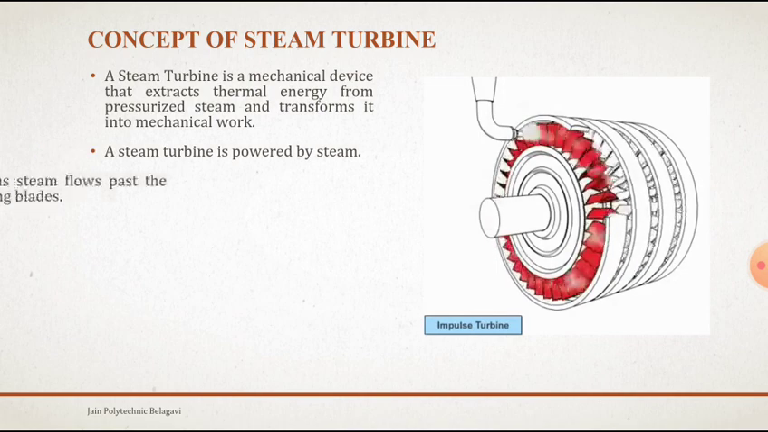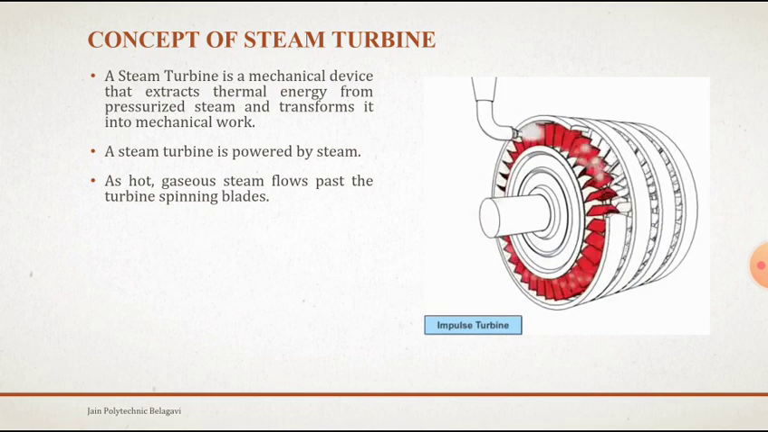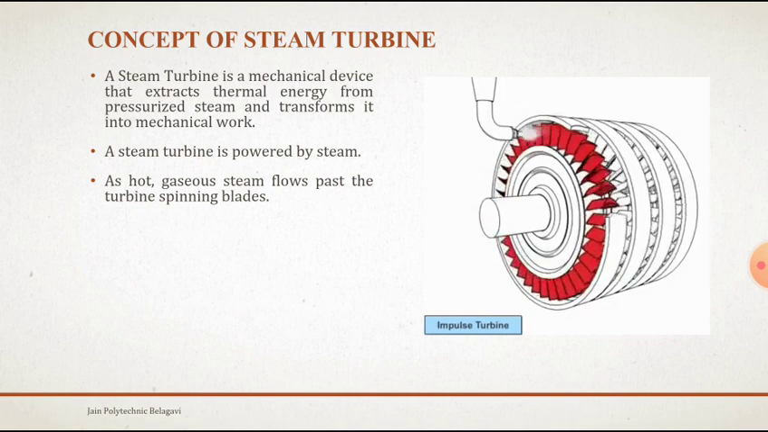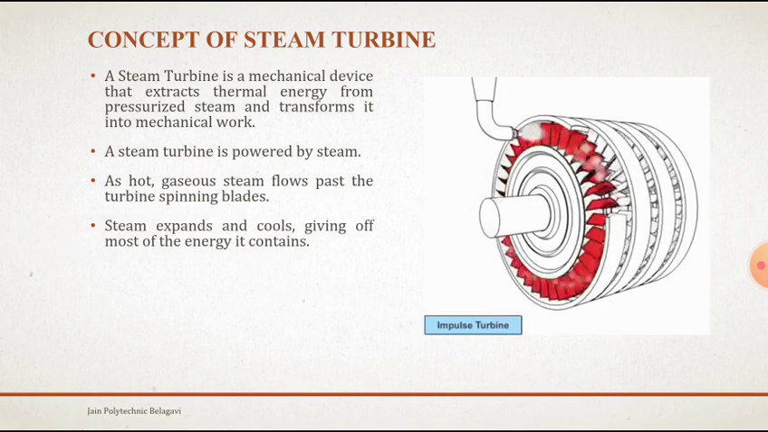A steam turbine is powered by steam, hence we call it a steam turbine. As hot gaseous steam flows past the turbine's spinning blades, you can see here the turbines are arranged, various turbines are arranged in series.